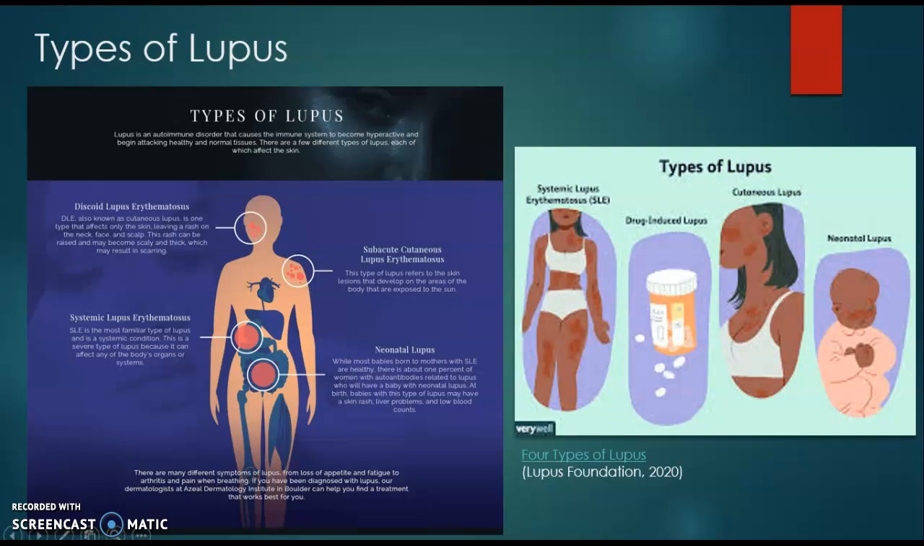Cutaneous lupus is limited to the skin and can cause many types of rashes and lesions. These rashes are raised and may become scaly and thick, which could result in scarring. The drug-induced lupus presents itself like this condition, but it's caused by certain prescription drugs.